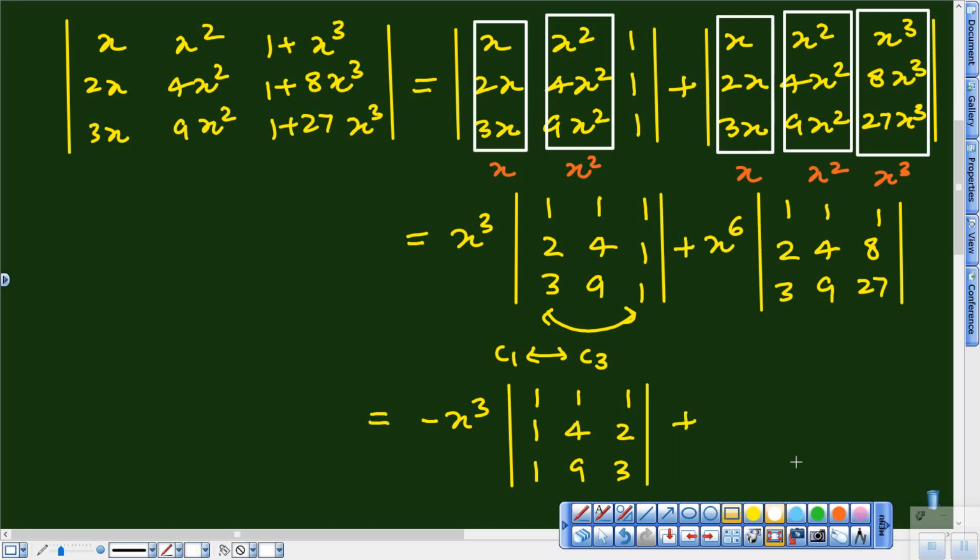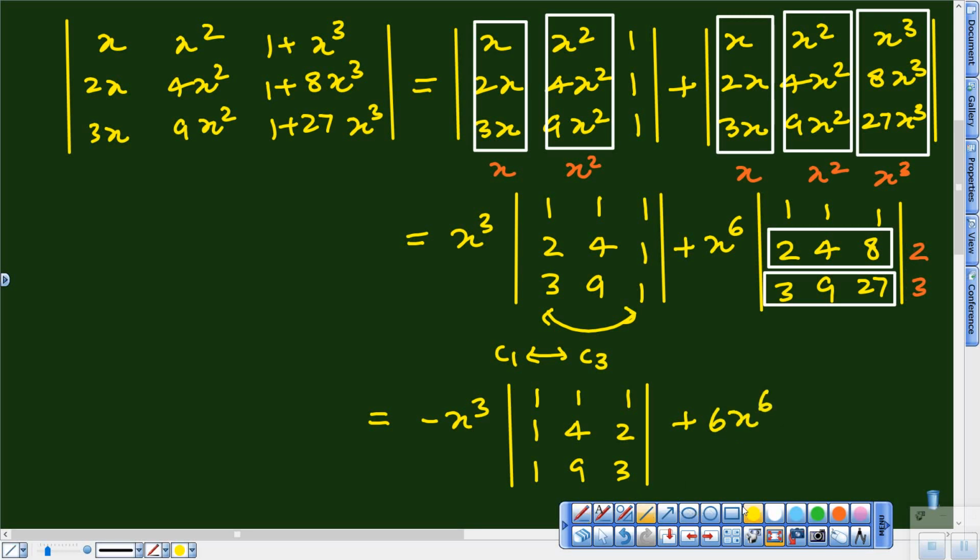Plus, now there's a beautiful step. I take 2 common from the second row and 3 common from the third row in the second determinant. So when I do that, what do we get? We get 6 out. That's why this becomes 6x raised to the power 6, and the determinant would be 1, 1, 1, 1, 2, 4, because 2 has been taken out as a factor. And here 3 has been taken out as a factor. That's why 1, 3, 9.